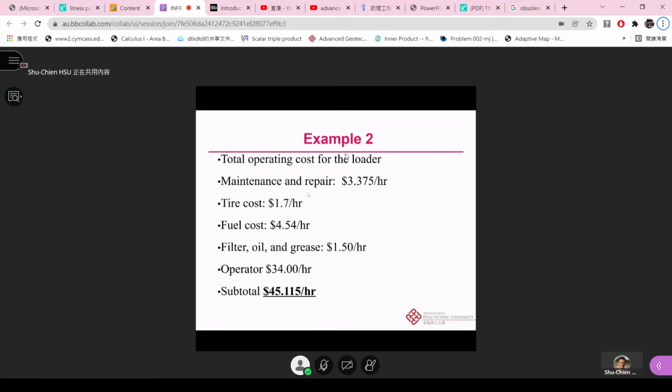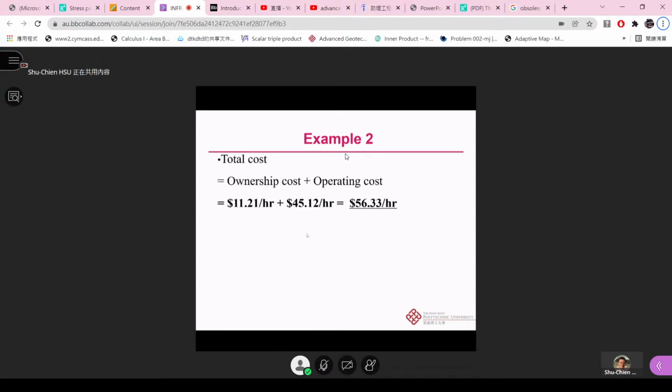So this just shows the operating cost. Then we also need to remember to add the ownership cost, which is 11.21. So finally, we get the total cost when we want to use this machine: it will cost you $56.33 per hour.